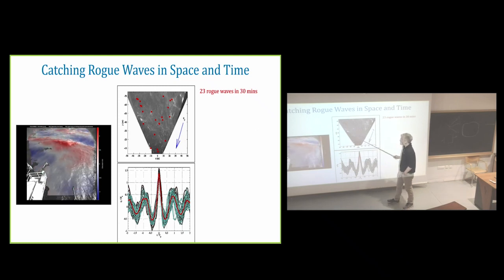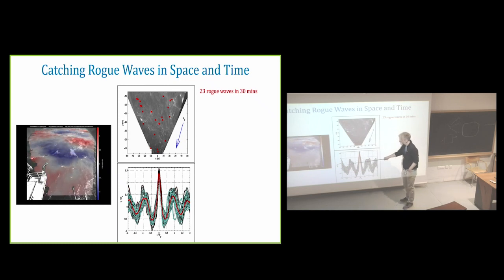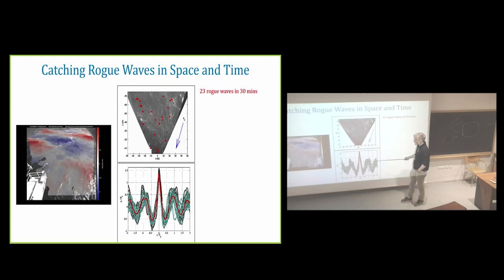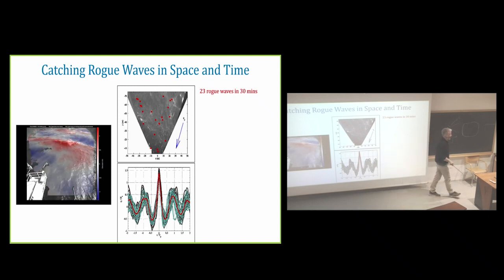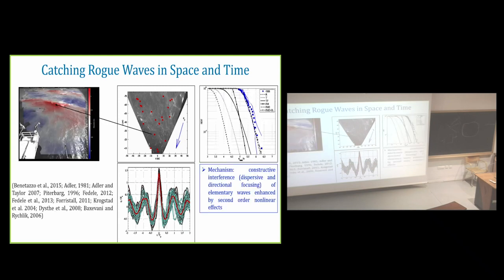We got 23 rogue waves distributed in the area. This is a time series for all of them. In red is the average, which is a genuine rogue wave shape for all the data collected during a single sequence. Of course, this can tell a lot about the mechanism that generates freak waves.